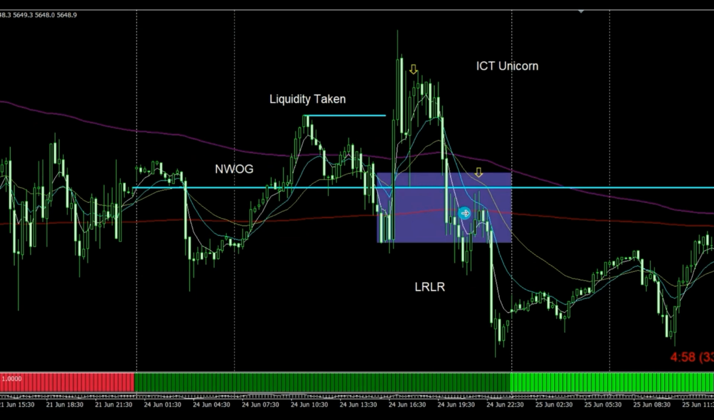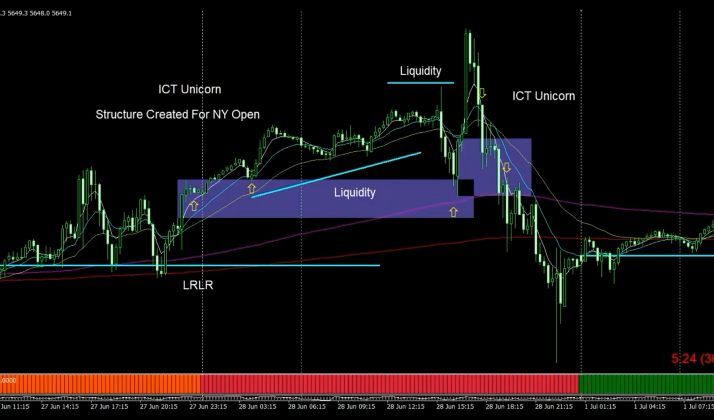Ideally, you would want to take a trade above the new week opening gap to go below it, but this is close enough. In this example, we see an ICT Unicorn Trade right here, another ICT Unicorn Trade right here, and then another ICT Unicorn Trade. This is rare to find 3 unicorn trades within the same day.